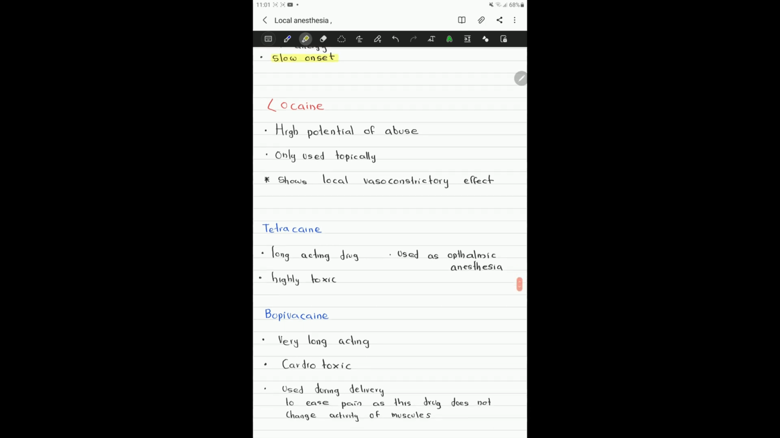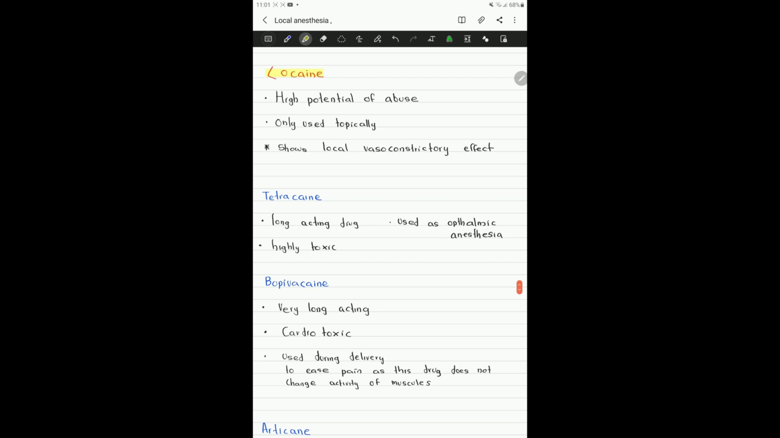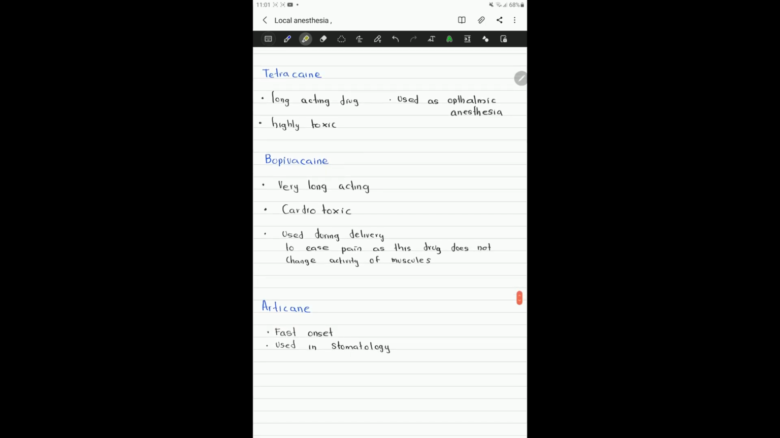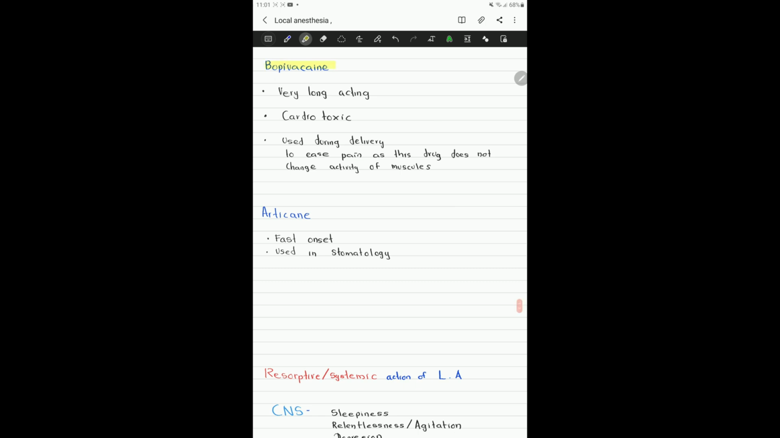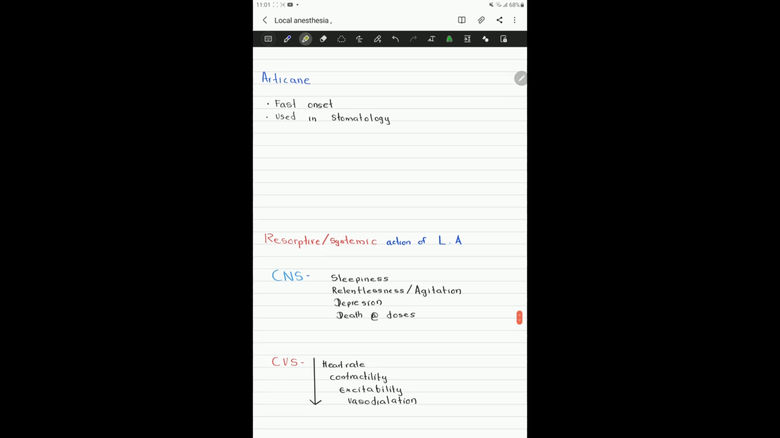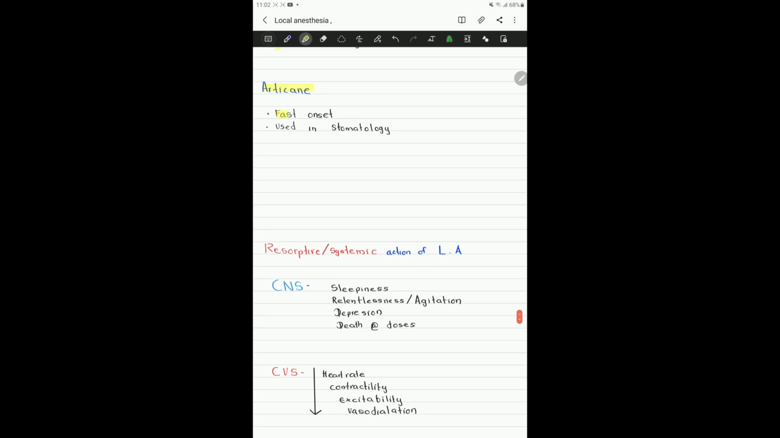Then we've got cocaine. Cocaine has a very high potential of abuse. If used, it is only used topically. It has a local vasoconstrictor effect. Next, tetracaine. It's a long-acting drug, which is highly toxic, used as ophthalmic anesthesia. Bupivacaine is a very long-acting drug, which is cardiotoxic. It's used during delivery to ease pain, as this drug does not change the activity of the myometrium. And finally, articaine. It has a fast onset and is used in stomatology.